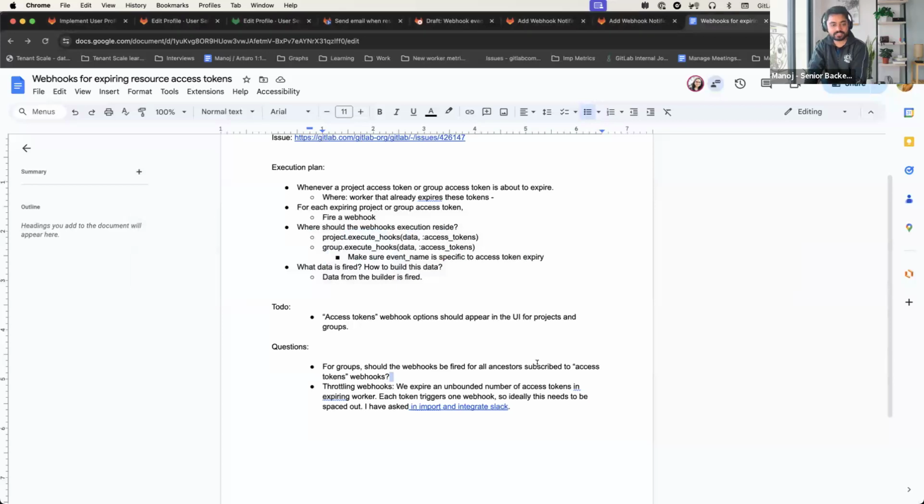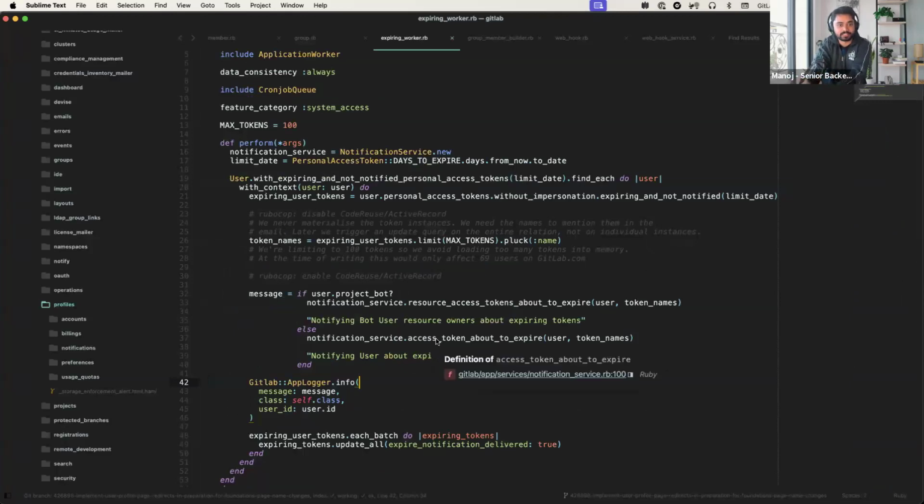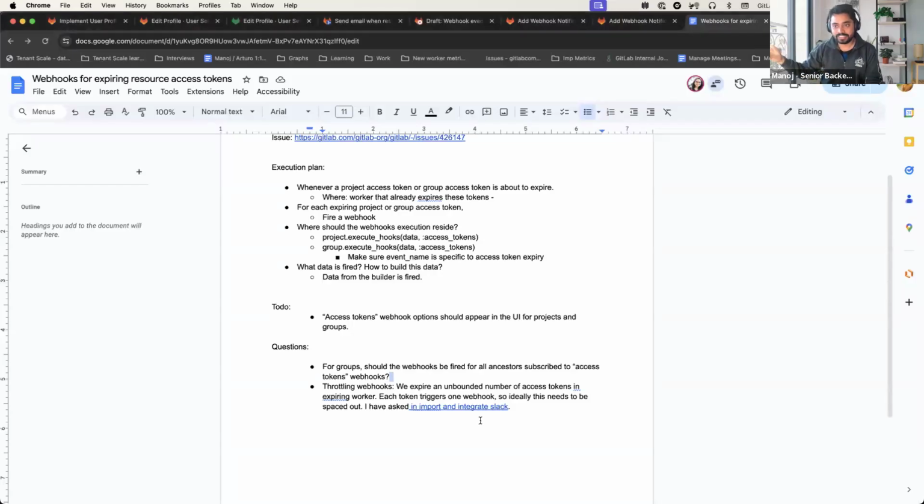The next question was about rate limiting. The worker that we are looking at is expiring thousands of tokens at once. Per user it is 100 tokens, but overall, if 10,000 tokens are expiring on that day, it will expire 10,000 tokens in one go. So I was thinking about whether we should delay webhook firing, because firing 10,000 at one go can be a big load on the system.